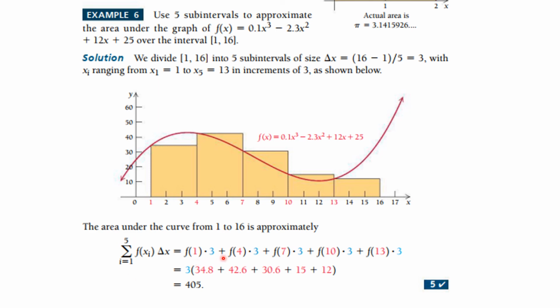So it's f of 1 times 3, f of 4 times 3, f of 7 times 3, f of 10 times 3, and f of 13 times 3. We do the arithmetic, and we get 405.